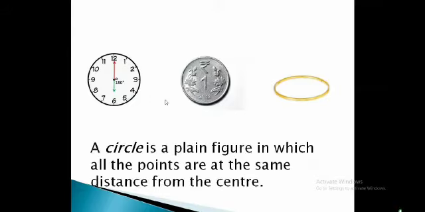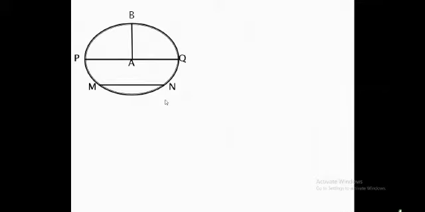Now, what is a circle? A circle is a plane figure in which all the points are at the same distance from the center. When you draw the circle from the center, all the distances will be the same. If the distances are not the same, then you cannot draw a circle. Now we'll find out the important features of the circle.